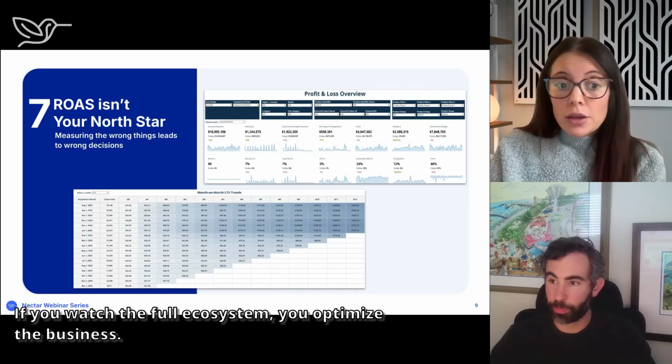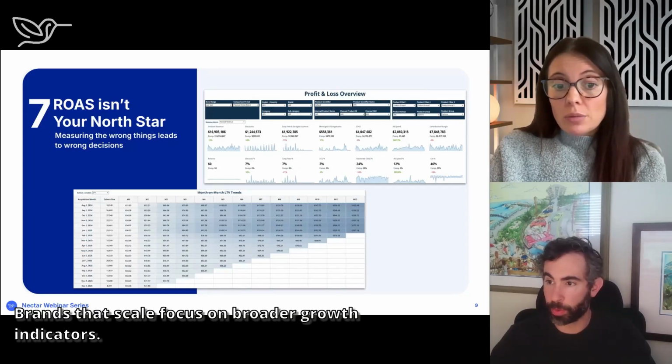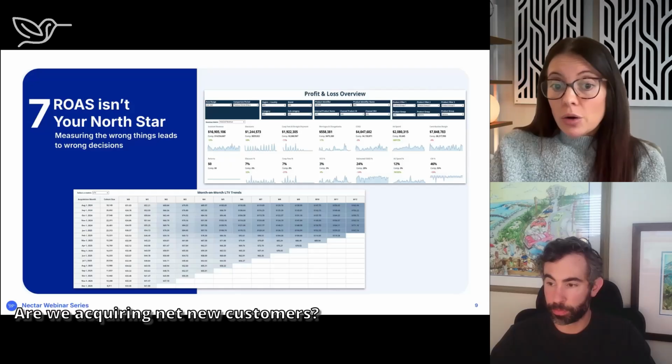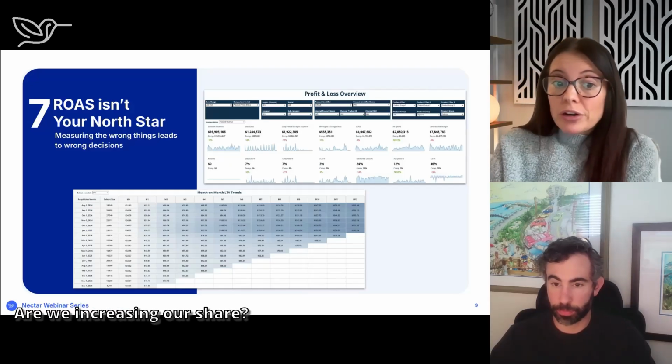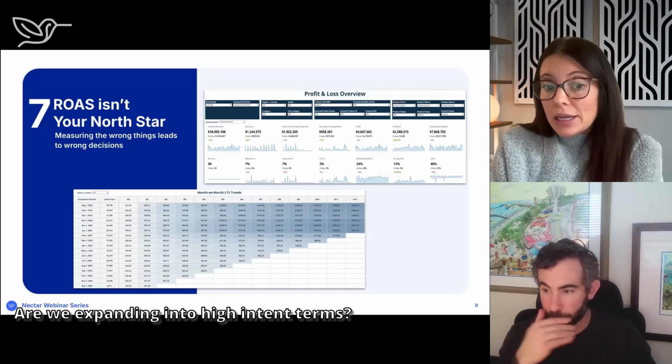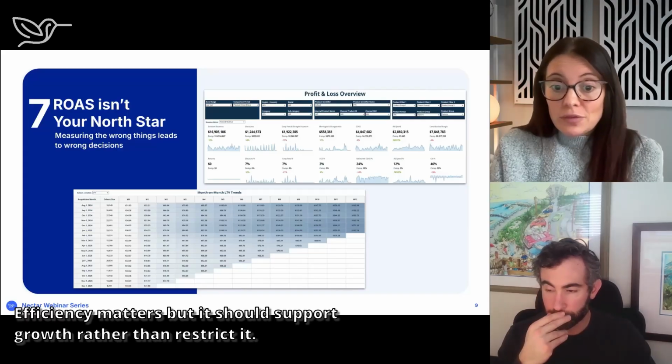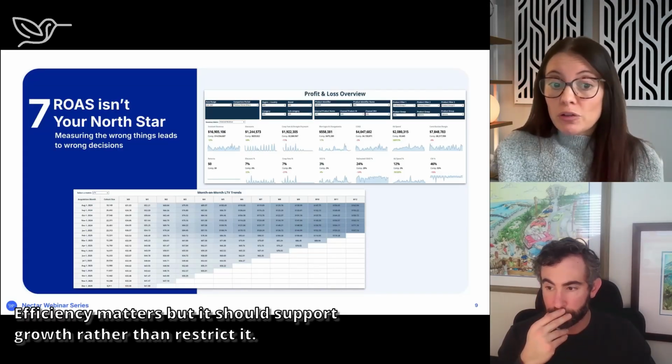So, brands that scale focus on broader growth indicators. Are we acquiring net new customers? Are we increasing our share? Are we expanding into high intent terms? Efficiency matters, but it should support growth rather than restrict it.